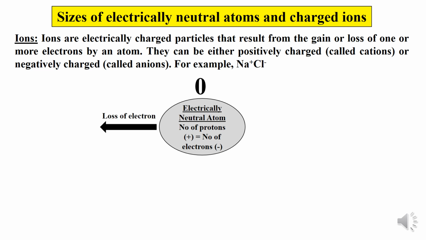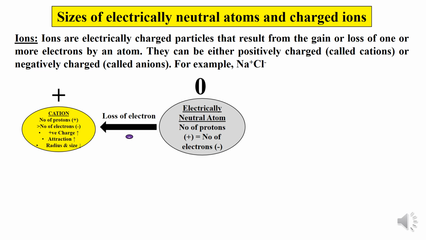When a neutral atom loses an electron, a cation is generated. So in the resultant cation, the number of protons will be more than the number of electrons. So there will be an increase in the positive charge, and thereby the attraction increases and the size decreases.